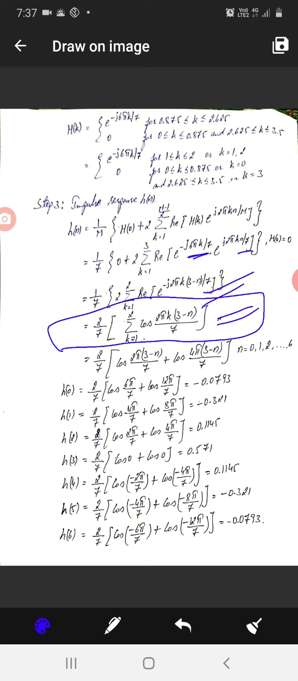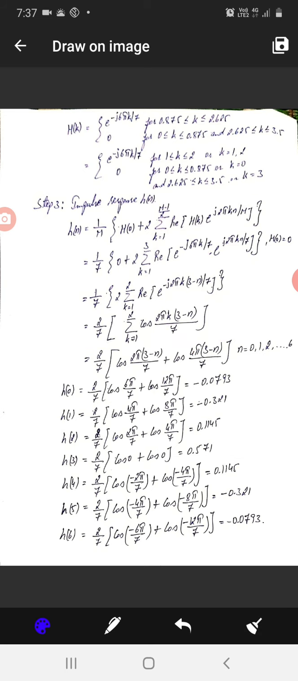Okay. Next, here k is varying from 1 to 2. If I substitute the k value for 1 and also for 2, with the 2 taken outside, 2 by 7 times cos 2 pi k taken as 1, (3 minus n) divided by 7, plus cos 4 pi (3 minus n) divided by 7, multiplying. This is for k equal to 1, and this is for k equal to 2. Observe here, n is varying from 0 to 6.